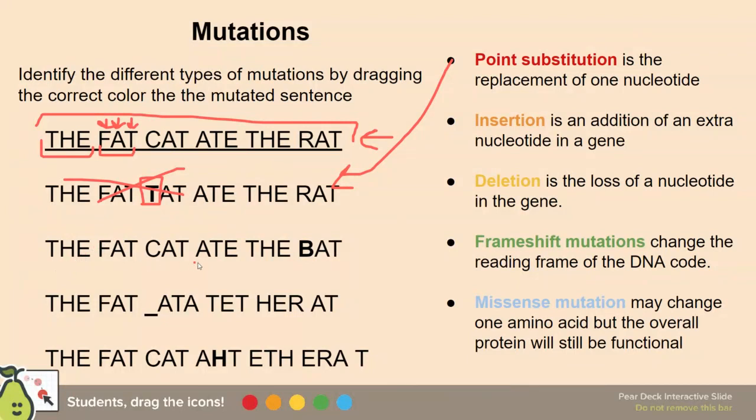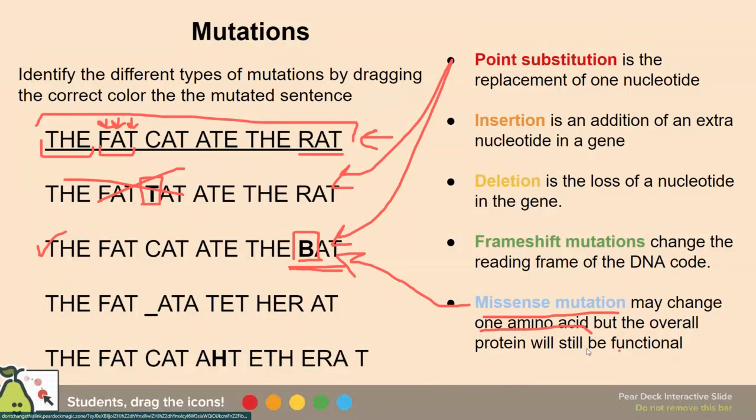Let's look at the next one. It says the fat cat ate the bat. Here's the same thing. It is also a point mutation, but this sentence makes sense. It actually works. It doesn't work as well as the original, the fat cat ate the rat, but I think a cat could possibly eat a bat if it had a bat available to it. So we're going to call this a missense mutation because it changed one amino acid, but overall the protein still works.